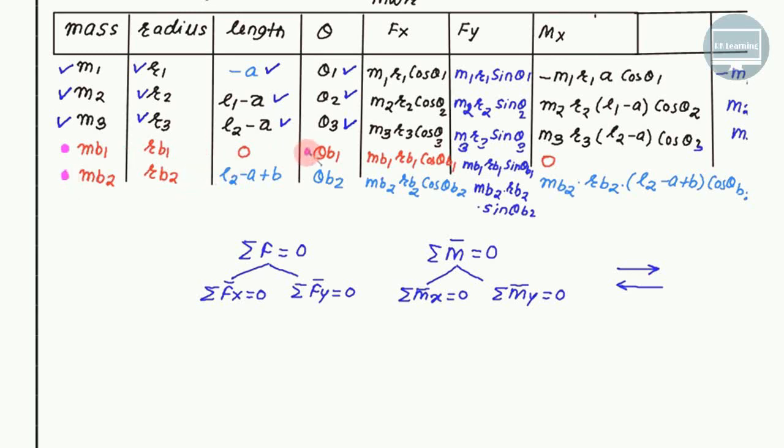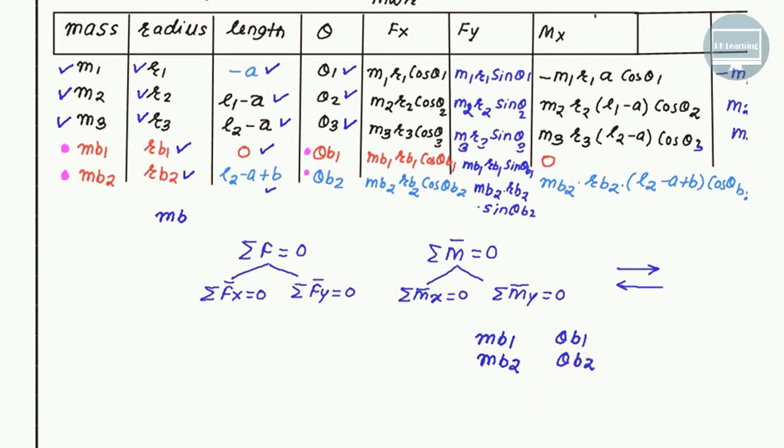Then are we able to calculate theta B1 and theta B2? So what do they have to provide? They have to provide RB1, RB2. And using the distance equation, can we calculate zero distance and L2 minus A plus B distance? So how many unknowns effectively do we have? These unknowns are MB1, MB2, theta B1 and theta B2.